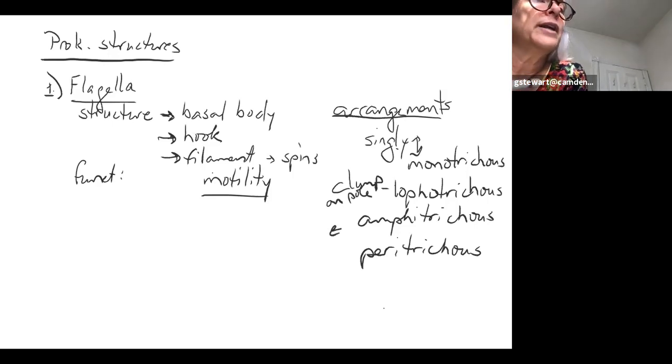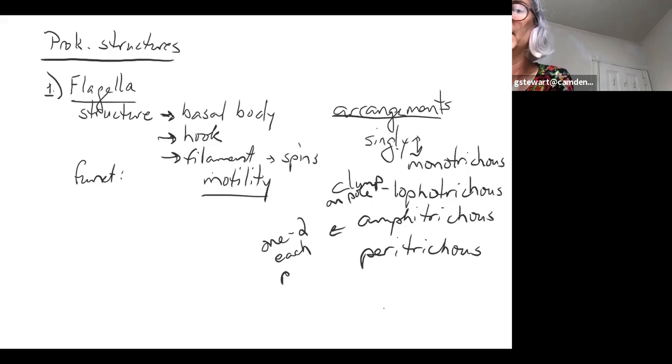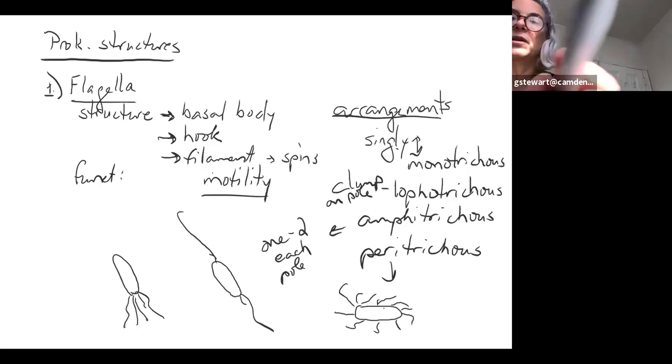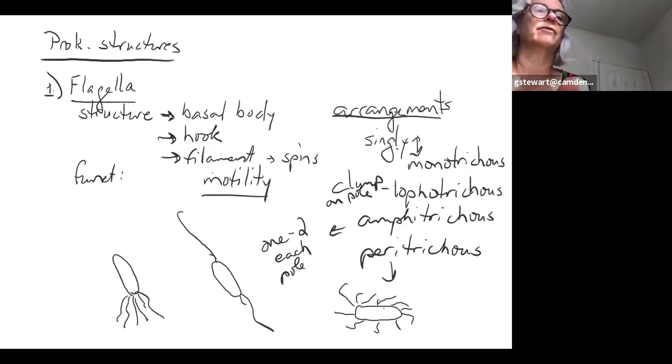Amphitrichous is one on each end, 1 to 2 on each end or pole of the cell. And peritrichous is all around, like this. Proteus is peritrichous. It looks like that, almost like a little bug. Amphitrichous, about 1, maybe 2 on each end like that. Lophotrichous looks kind of like this. There's a bunch all on one pole, and obviously a single. I don't have to draw that for you.